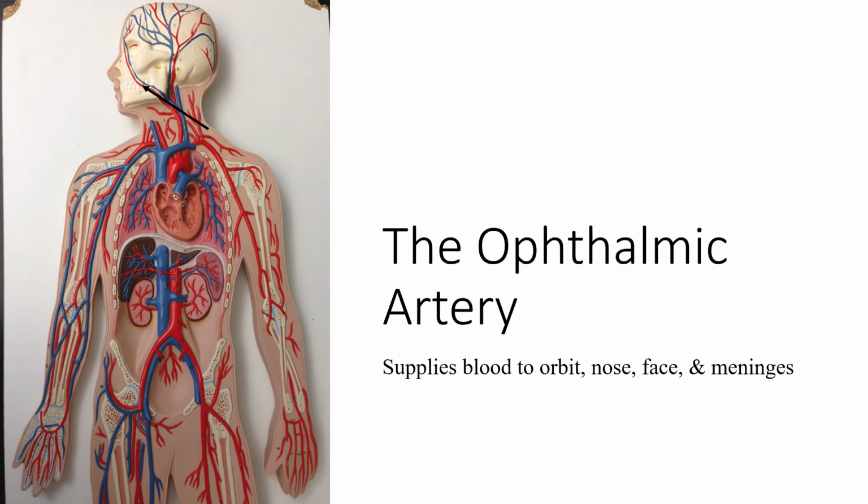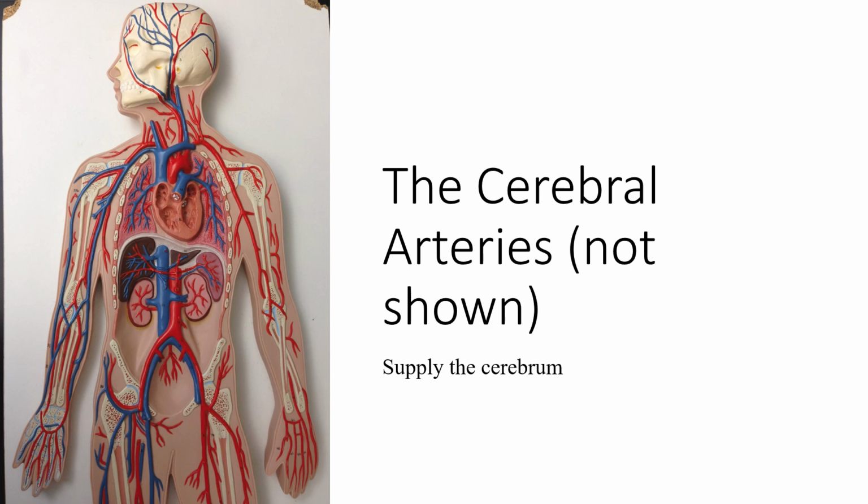Now, the ophthalmic artery arises from the internal carotid, and it supplies blood to the orbit, nose, face, and the meninges. The meninges being, of course, your dura mater, your pia mater, and your arachnoid mater, right? Those are the meninges that are covering your brain. The cerebral arteries are not shown here, but they're, of course, supplying your cerebrum.